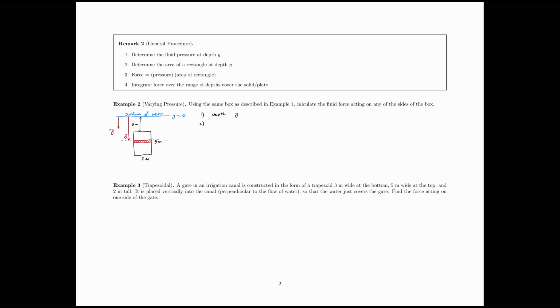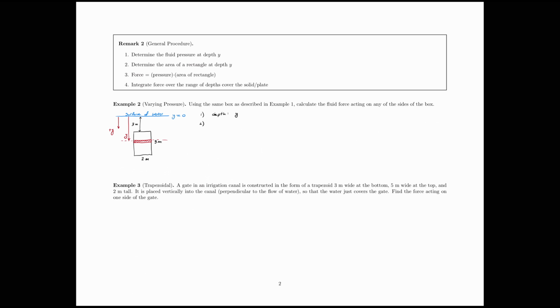Well, the basic idea is we want to know what fluid force is. Fluid force will vary continuously if the depth varies continuously over your surface, and in this case, that does happen. So, what is fluid force? Well, fluid force is the fluid pressure times the area upon which that pressure is acting.